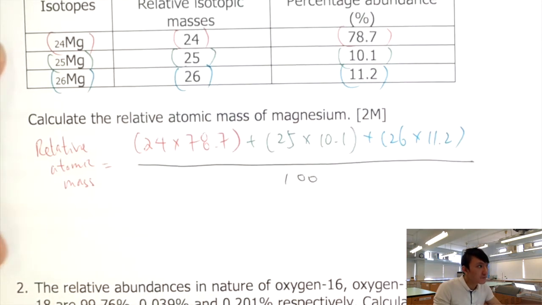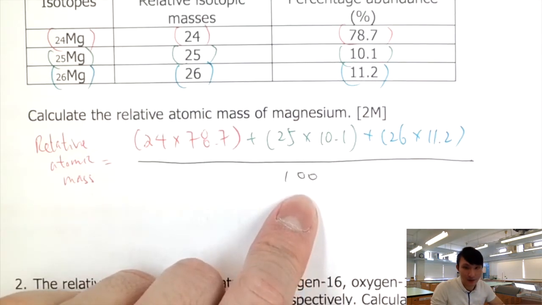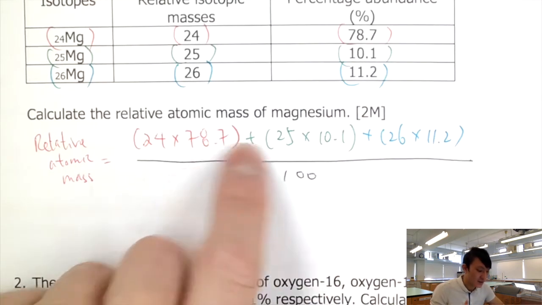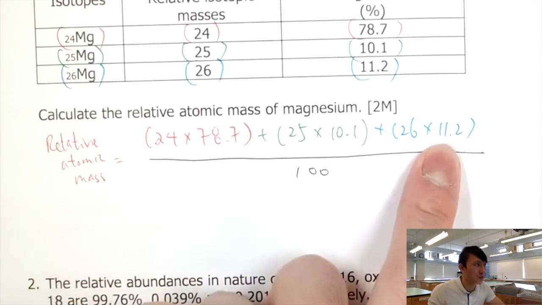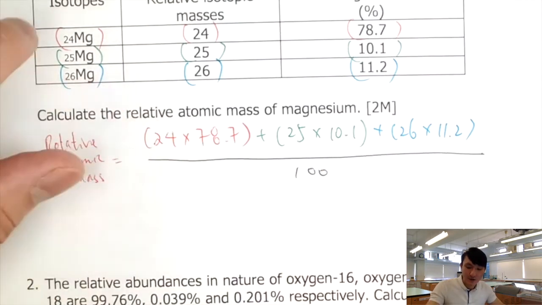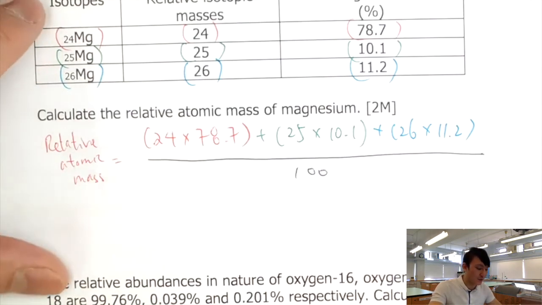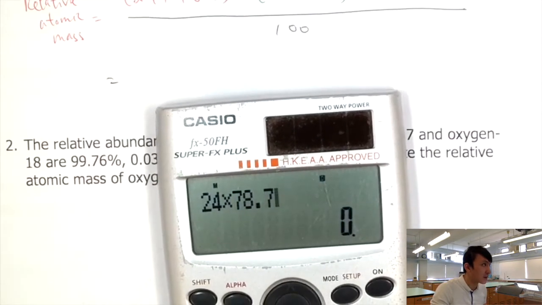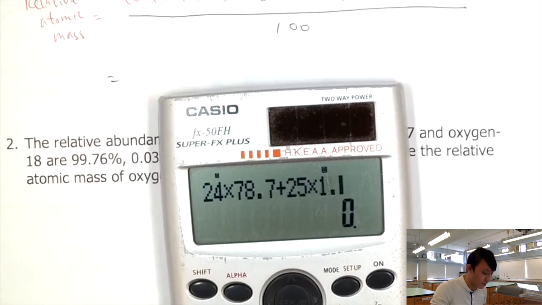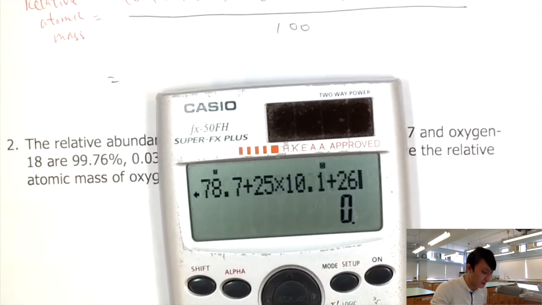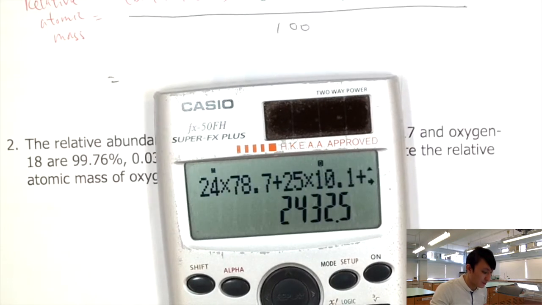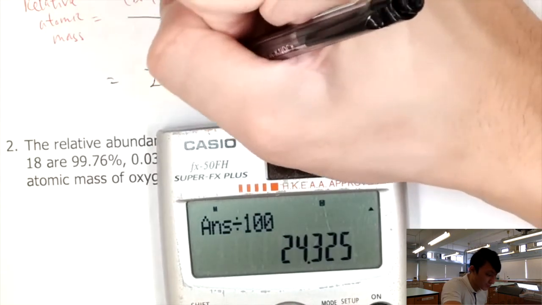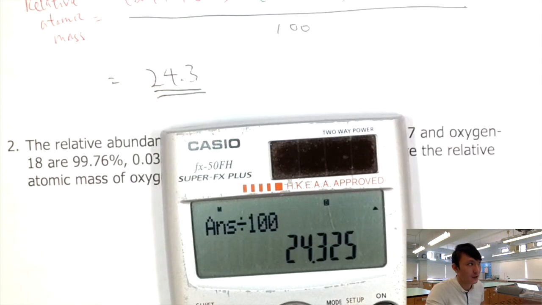Okay? Now you can do this. You can divide it by 100, or you can use a decimal number here, like 0.787, 0.101, 0.112. Just suit yourself. And then you just have to tap your calculator. So 24 multiplied by 78.7 plus 25 times 10.1 plus 26 times 11.2 divided by 100. You should have 24.3, usually with 3 significant figures.